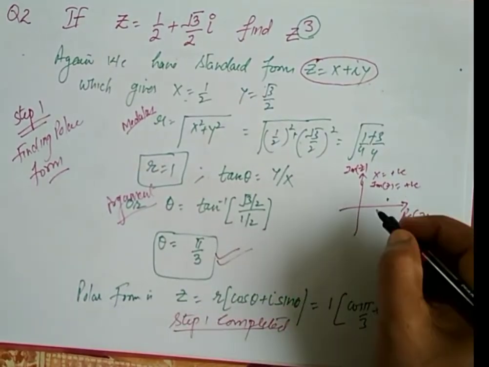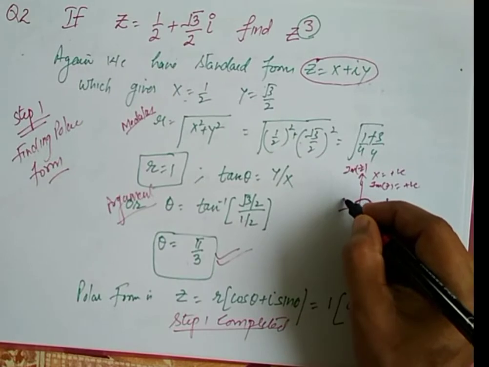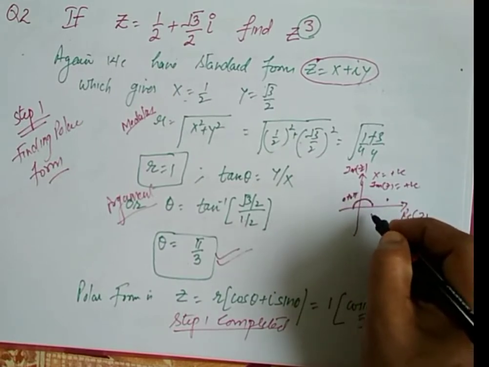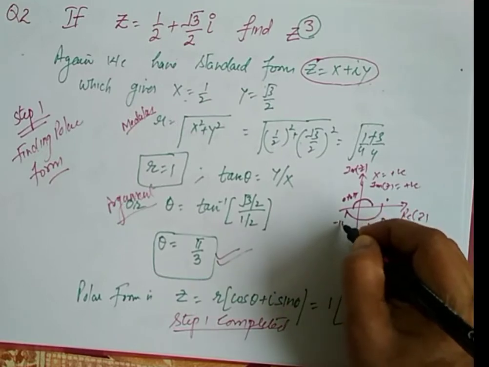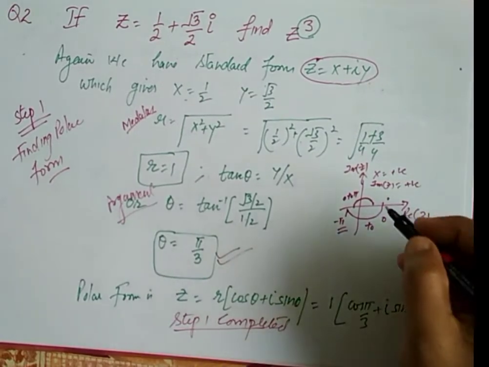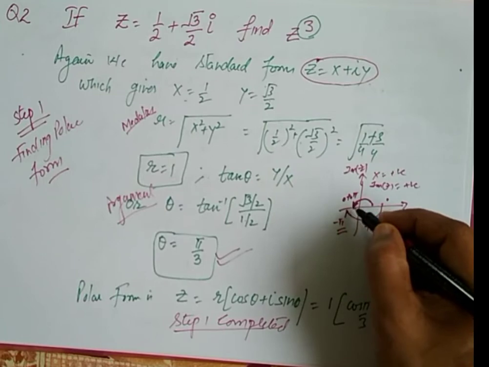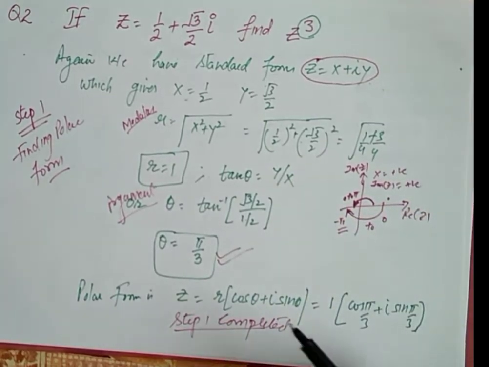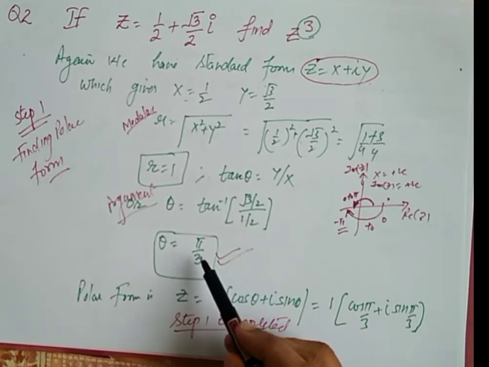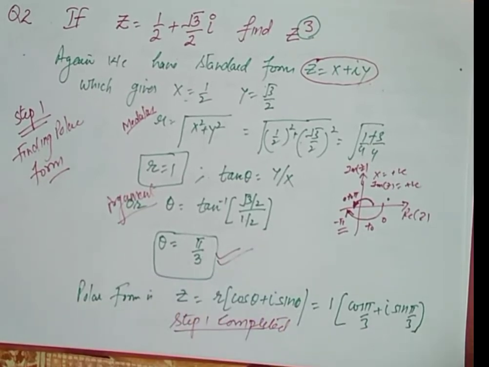Argument theta can have a value from 0 to pi, or it can have a value from 0 to minus pi. Remember this thing, otherwise it will become difficult. You will follow the steps, even then you will forget what the argument was. If the argument is wrong, the entire thing will go wrong.